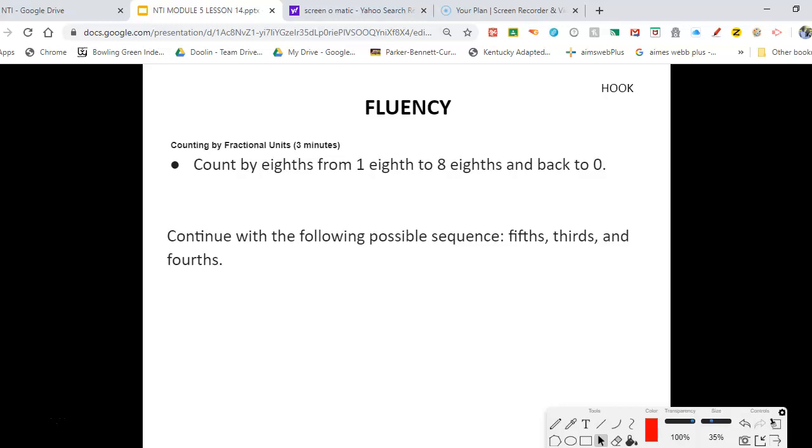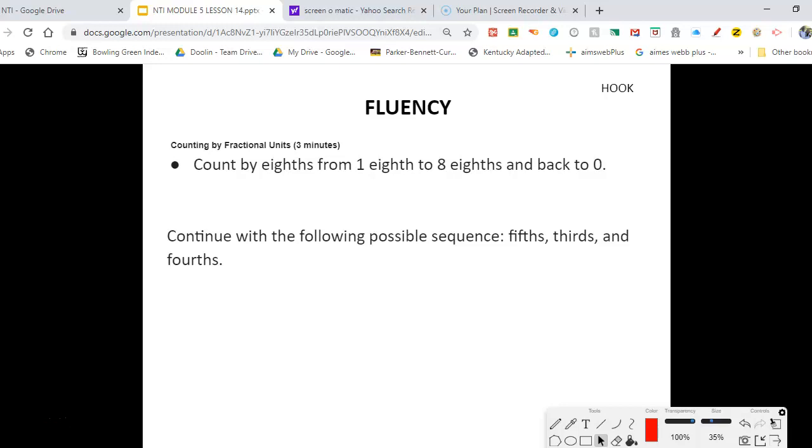Ready, count. 1/8, 2/8, 3/8, 4/8, 5/8, 6/8, 7/8, 8/8, 7/8, 6/8, 5/8, 4/8, 3/8, 2/8, 1/8, 0/8. Let's continue with fifths. We'll stop at 5/5. 1/5, 2/5, 3/5, 4/5, 5/5, 4/5, 3/5, 2/5, 1/5, and 0/5.